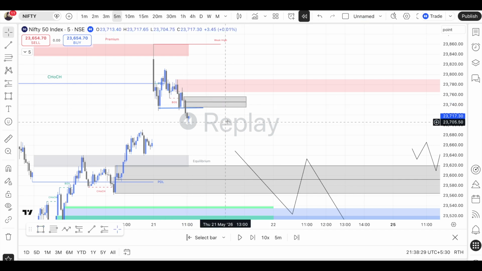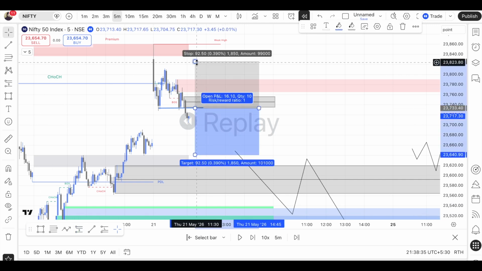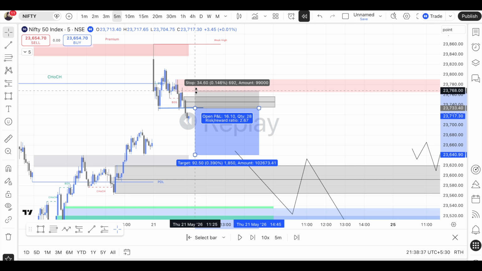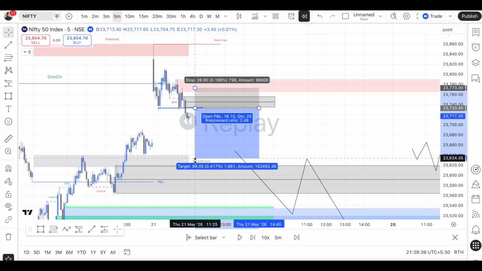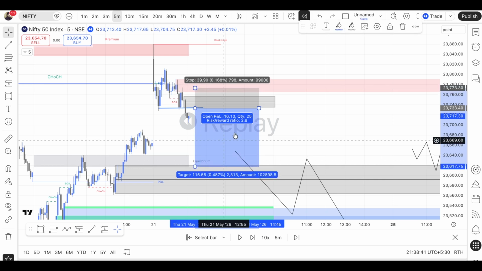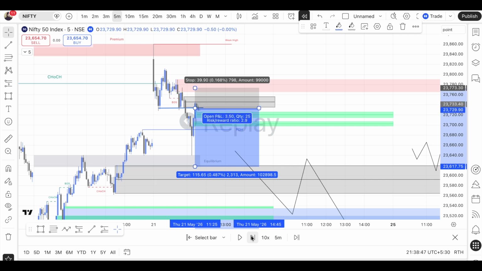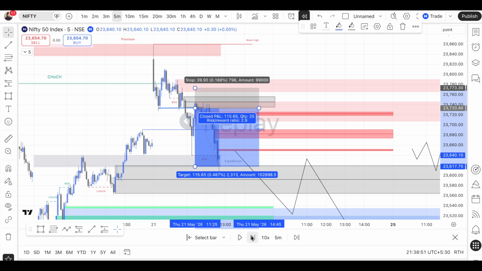This is a small supply zone which is sitting here. So ideally, if the market comes back to this particular supply zone, we can short the market, keeping the swing point as our SL and keeping this as our target. As long as we get 1:3, that is a very good trade. This is why I always say focus more on your process than anything else.